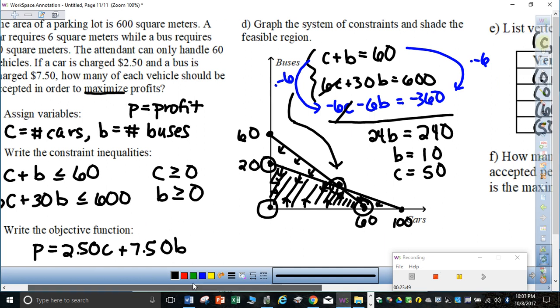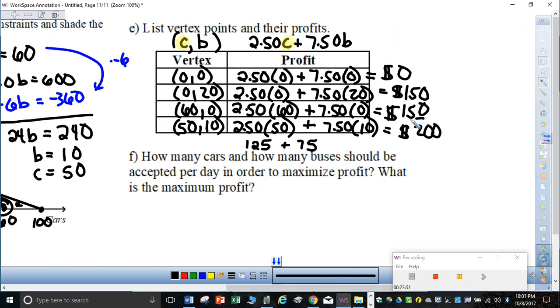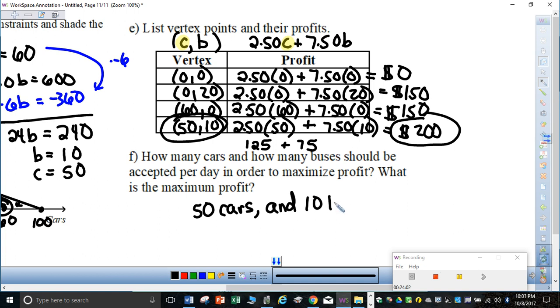Yes, and we're wanting to maximize our profit, so we're looking for the highest amount. So that's going to be 50 cars and 10 buses for a maximum profit of $200.